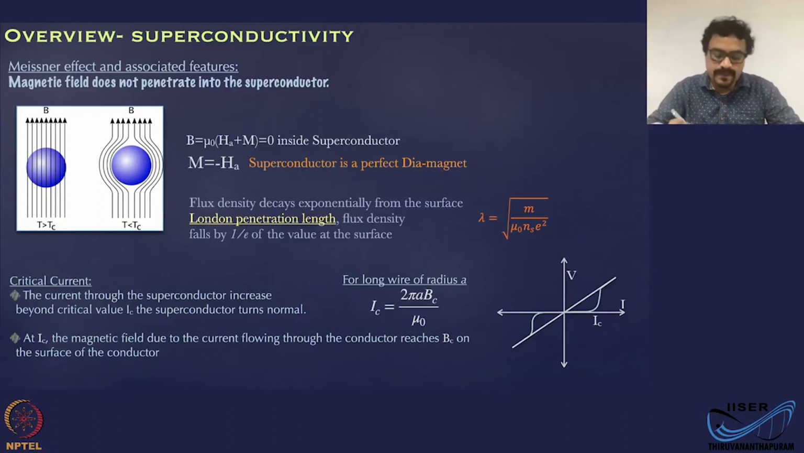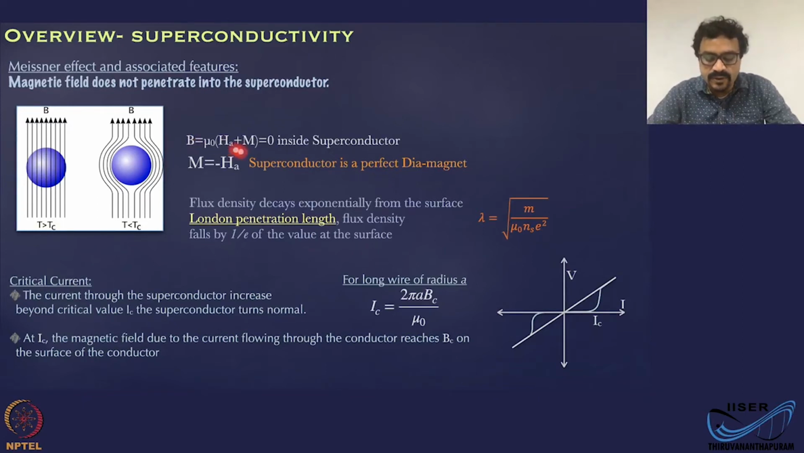So if you start with a superconducting material which is not in the superconducting state, that means the temperature is above Tc, and you apply a magnetic field, the magnetic field will pass through the material. But when you reduce the temperature to make it superconducting, suddenly at Tc, all the field lines will be pushed out of this material, and the field inside will be 0.